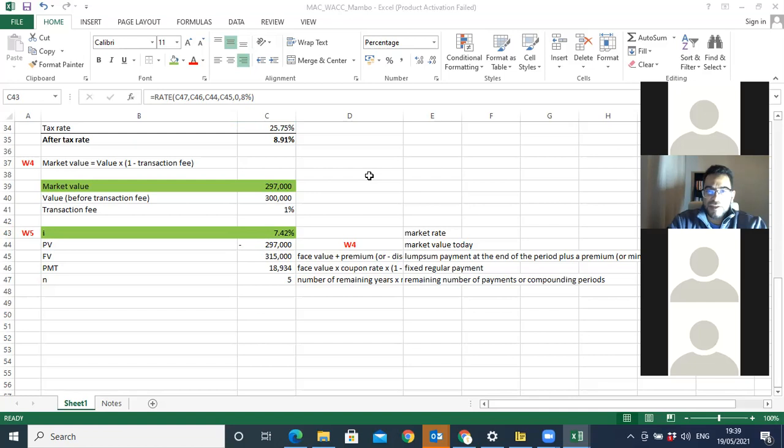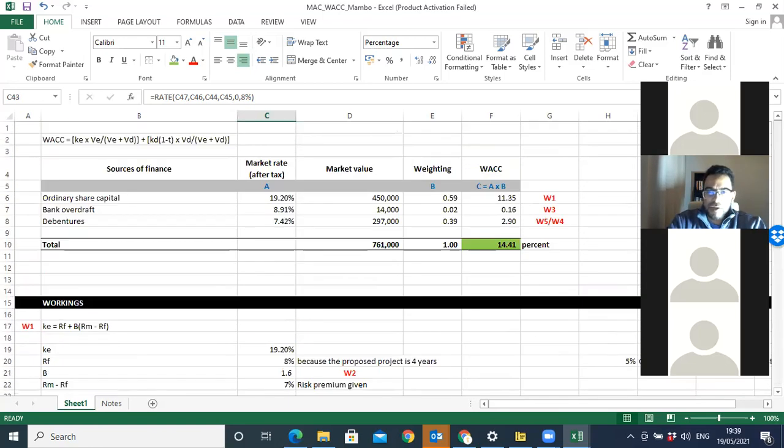Hi, Faiz. Can you kindly go to the table where we are calculating WACC? I was facing challenges. For example, when I was calculating the bank overdraft, I was saying 8.91 multiplied by 0.02. I was failing to get the 0.016. Can you kindly give me guidance? Oh, it's this year. Okay, I understand.